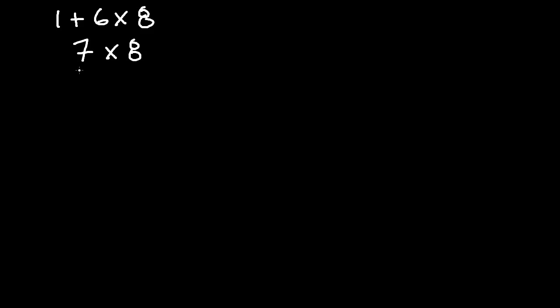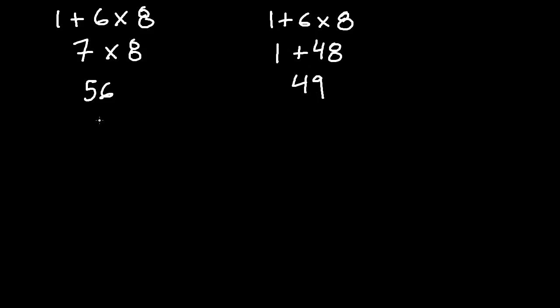So when you multiply 7 times 8, you'd get 56. How about if you did 6 times 8 first? So how about if you evaluated 6 times 8 first and then added the 1? What would that give us? Well, 6 times 8 is 48, and then we have the 1. So we get 1 plus 48, which gives us 49. As you can see, these answers are different.